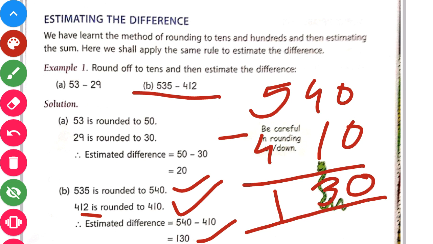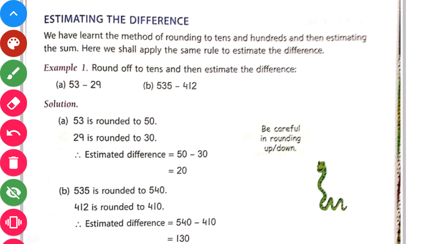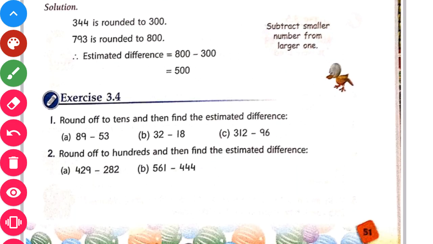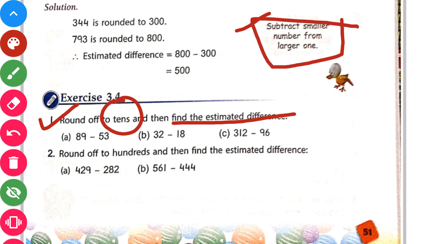Now let us see the exercise question. Question number 1. Round off to tens and then find the estimated difference. Okay kids, one more thing here. Read here: subtract smaller number from the larger one. We have learned this when we started our chapter on subtraction. Now we have to apply the same. Wherever you subtract, you will apply the same logic.